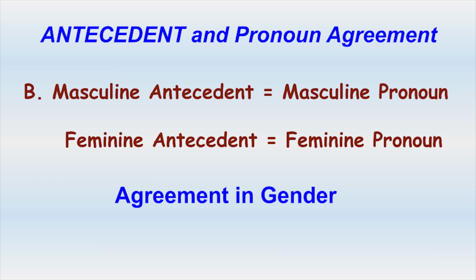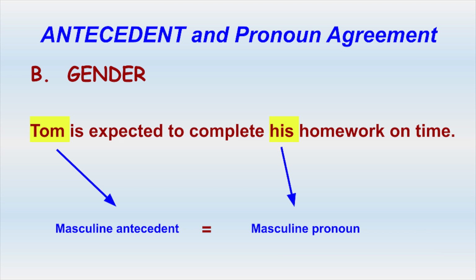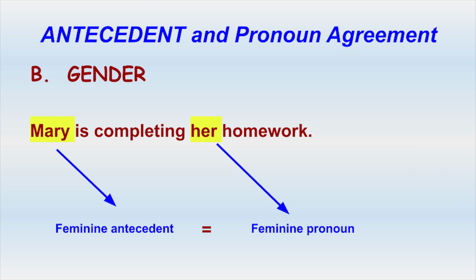For example, Tom is expected to complete his homework on time. The masculine pronoun his agrees with the masculine antecedent Tom. Mary is completing her homework. The feminine pronoun her agrees with the feminine antecedent Mary.